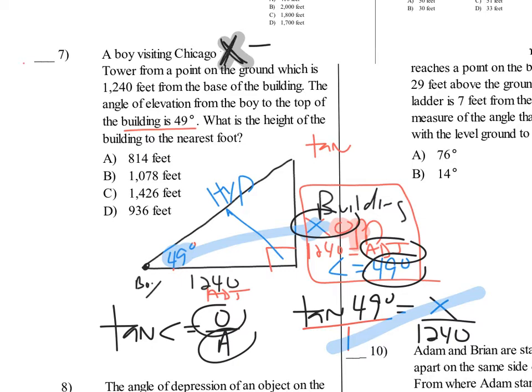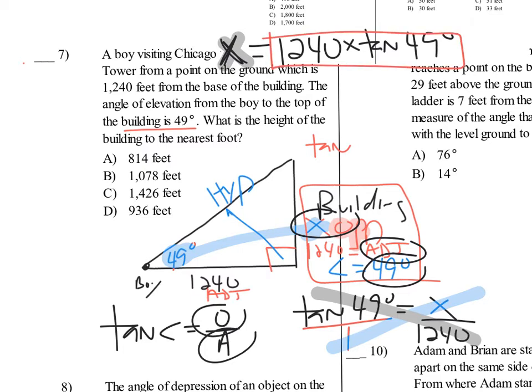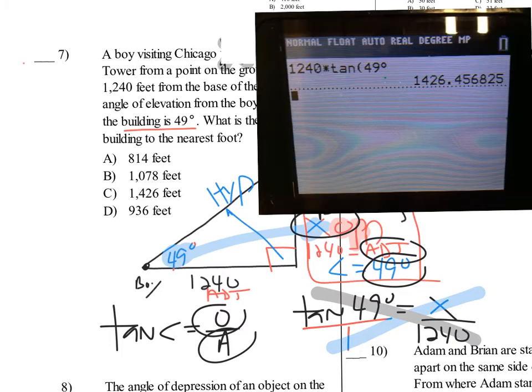That equals 1,240 times the tangent of 49. So I'm going to do on my calculator 1,240 times the tangent of 49. Anytime we find a side of a triangle, we always go to the nearest tenth. Anytime we find an angle of a triangle, we go to the nearest minute. So here, if this was an exam, the height of the building is 1,426.5 feet. So of all the answer choices that were given, our answer is going to be letter C, 1,426.